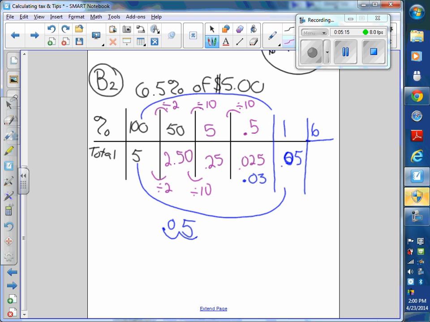But now can I get 6%? Which is what? Times 6. 5 cents times 6 is 30 cents, right? And 6.5% would be 33 cents, because I'm going to add the 3 cents to the 30 cents. So that's a lot harder.